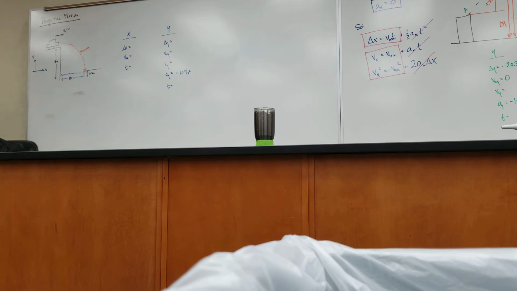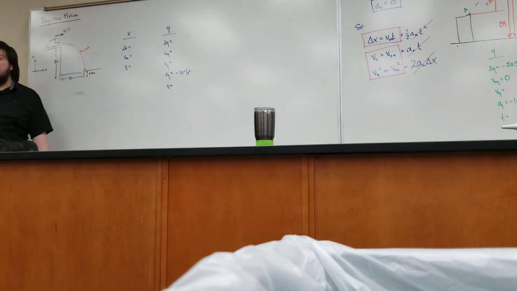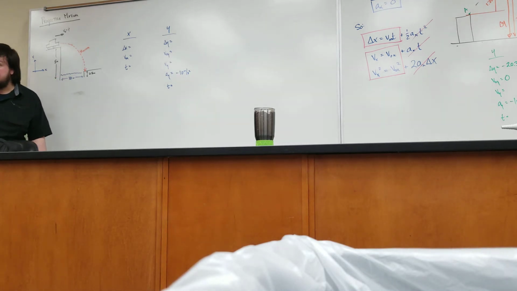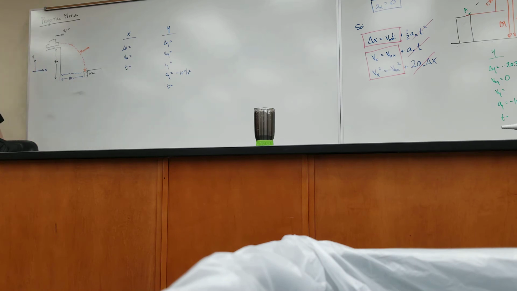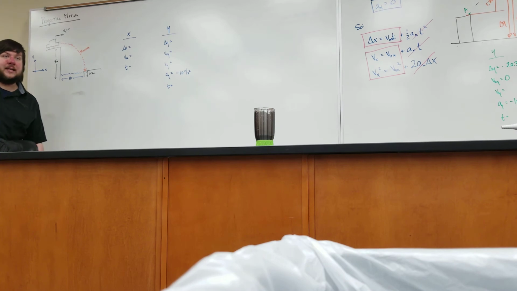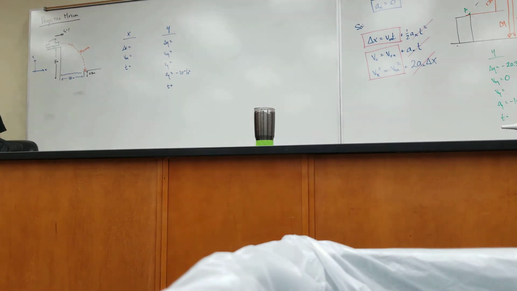Is the final velocity for y 0? No, it's not. It's not going to hit the ground with no velocity, right? It's going to be moving down very fast when it hits the ground. So the final y velocity is not going to be 0. It's moving initially horizontally, and then as it drops, it's going to gain speed downward, and it's going to hit the ground with a high velocity in the y direction. So you definitely don't know what that is, and it's definitely not 0.